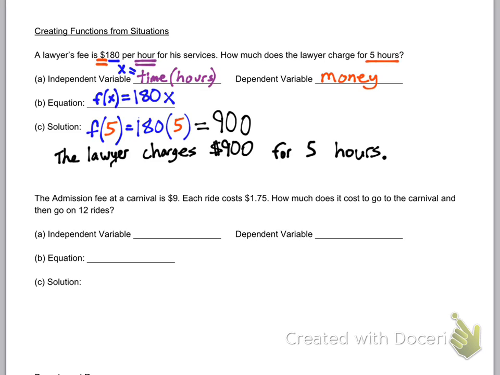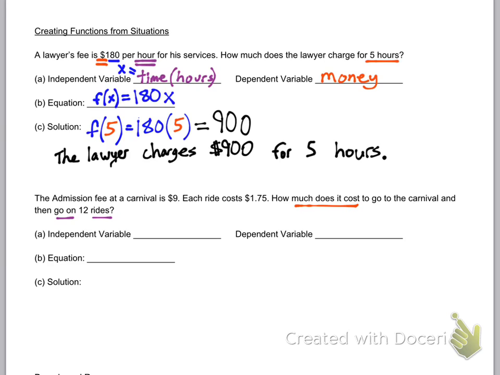Wow, that's a lot. All right, so this next one, I'll get it started for you, and I want you to finish it. The admission fee at a carnival is $9. Each ride costs $1.75. How much does it cost to go to the carnival and then go on 12 rides? Notice I'm already using the question to help me identify the variables. How much does it cost? That means money is one of the variables, and go on 12 rides is the other.